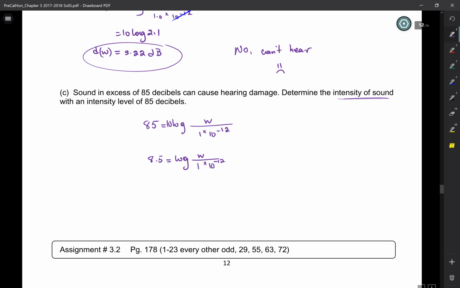Now what's the base here? 10, right? So how are we going to solve this? Right, 10 to the power of 8.5 is equal to W over 1 times 10 to the negative 12. So then when we multiply, W is equal to 3.2 times 10 to the negative 4 watts per square meter.